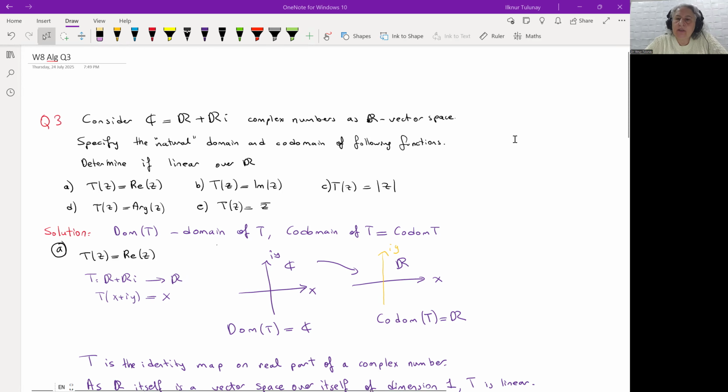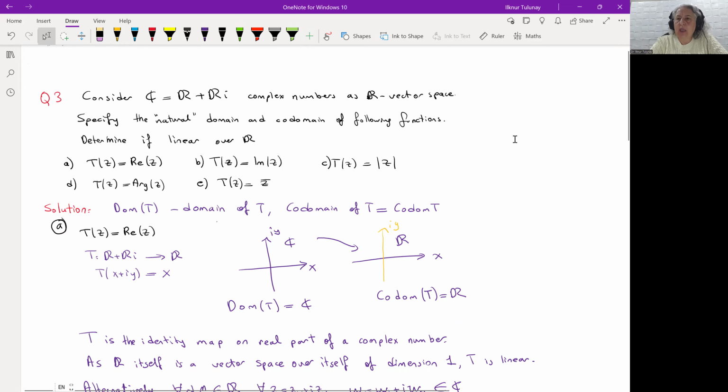Hello, everybody. This is for problem question 3 in week 8, section algebra of the course Maths 1251 at University of New South Wales.